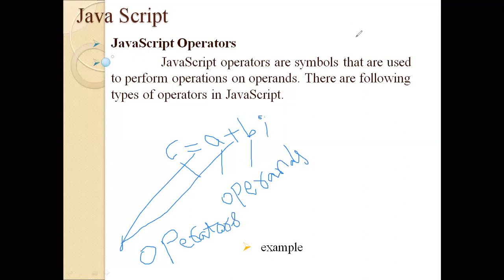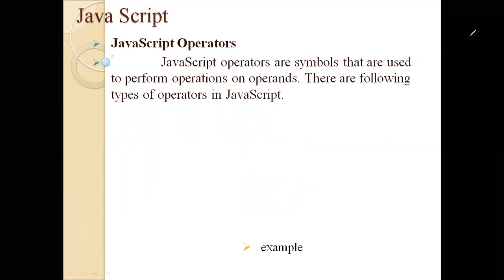So that is the meaning of the first point here. JavaScript operators are the symbols which are used to perform operations on operands. Here in this expression, A, B, and C are called operands, and plus and equal to are called operators. These symbols are used to perform certain operations on operands.